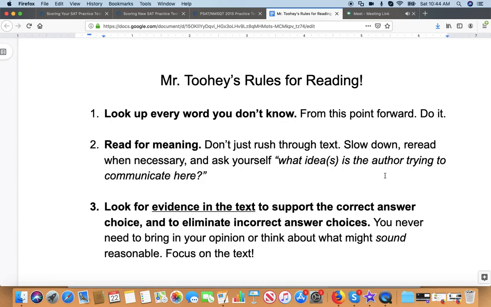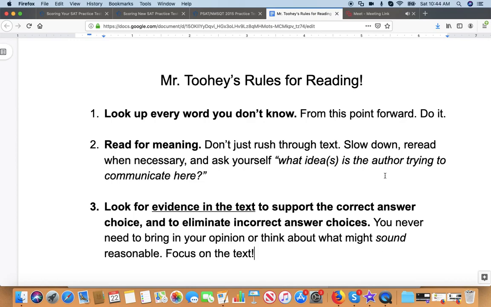Look for evidence in the text to support the correct answer choice and to eliminate incorrect answer choices. You never need to bring in your opinion or think about what might sound reasonable. Focus on the text. Yeah, this is really different from most English classes, I think, where they ask you kind of how does this make you feel? What does this make you think about? You're supposed to make associations and connections on your own. And that's really not the name of the game at all here on the SAT. The question is always basically, what is the author saying? That's it. And so the answers to all the questions are within the text themselves.